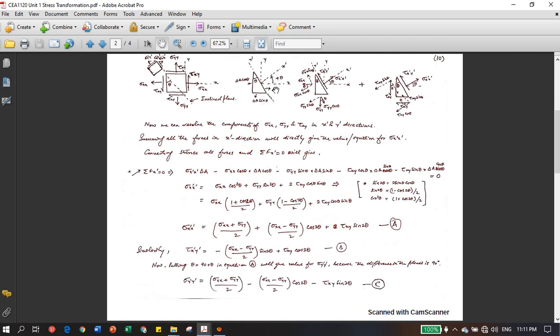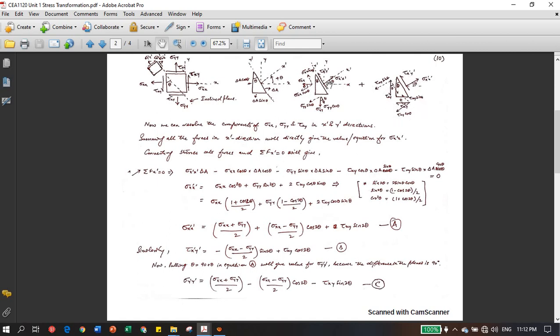Okay, suppose the area of this cross section is delta a, so this will automatically be delta a sin theta, and this will be delta a cos theta. So remember this, because we need that. And now I have resolved the components of sigma xx and sigma yy. These are the original normal stresses, and in this figure I have done it for normal stress, and in this figure for shear stresses.